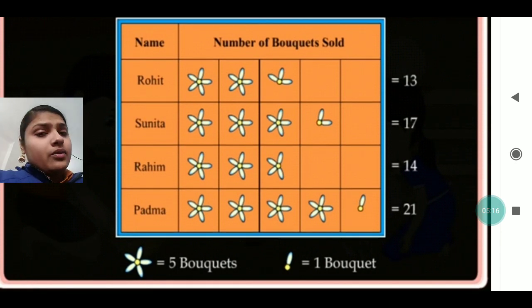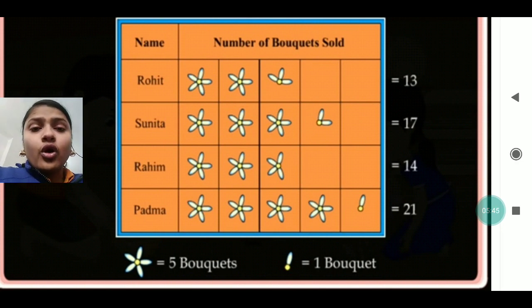See, 5 bouquets. One flower is representing 5 bouquets and one petal is representing one bouquet. So that is why for 5, if 13 is given, for representing 5 we have just drawn one flower. In the same way, for representing 1 we have drawn one petal. That is why it is drawn in this way. So half also we used to draw to represent the data.